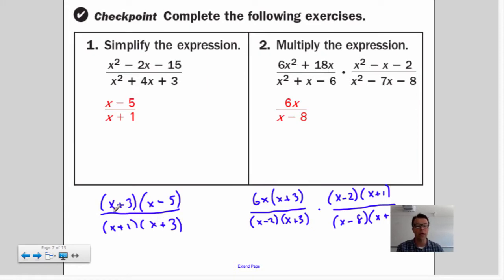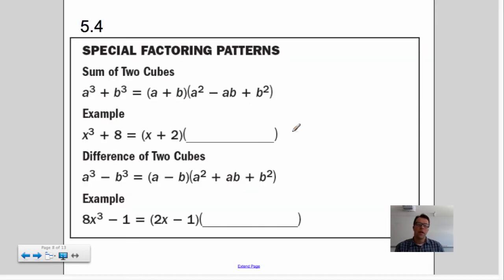I wrote in blue here the way I factored. Again, it's pretty unusual. I think in the homework there's maybe one problem where nothing cancels, right? So if you factor and you don't see any canceling, I would check, and you really should always check your factoring, right? So hopefully you were able to get these two answers, and we'll practice this a lot in class. So here we go.